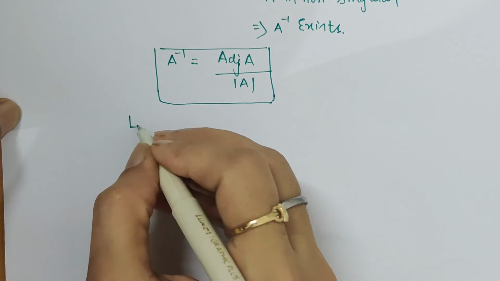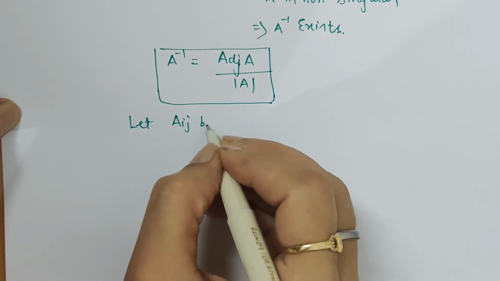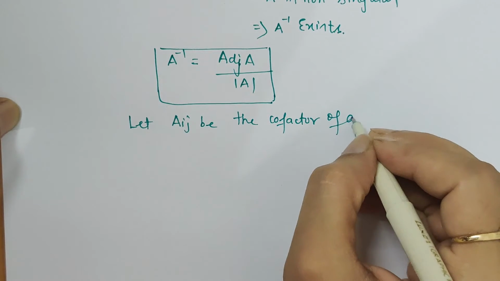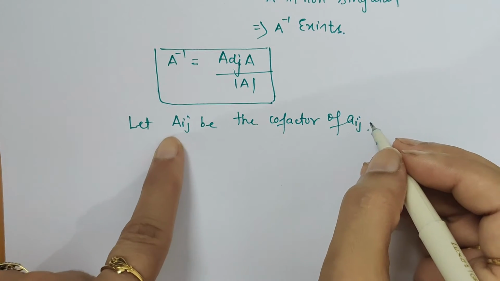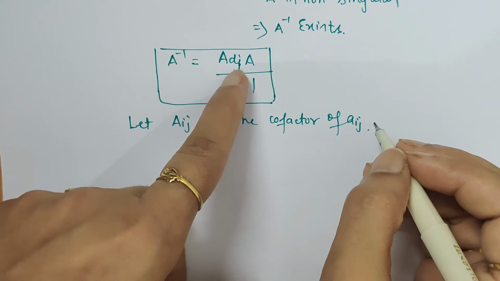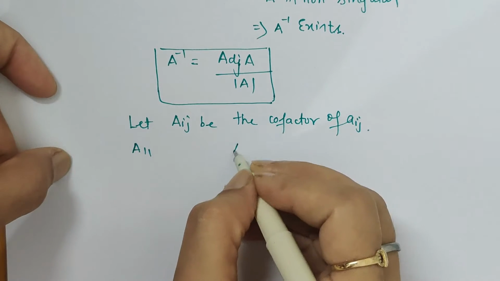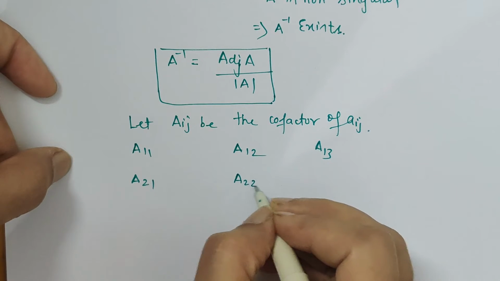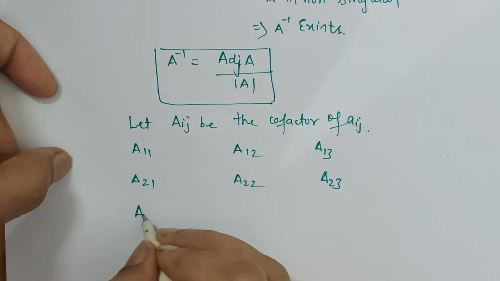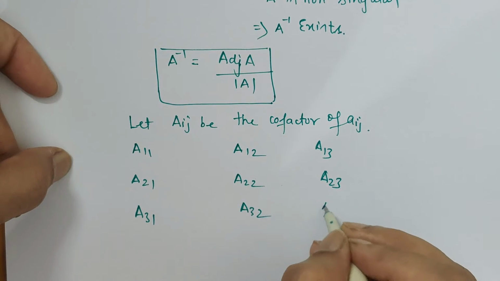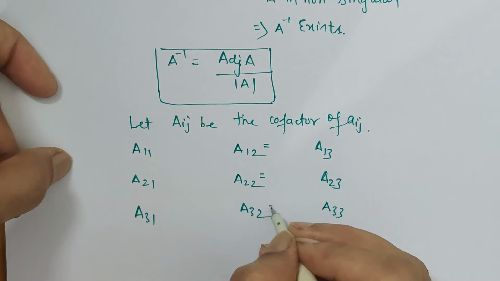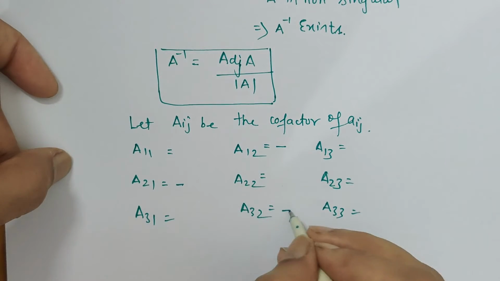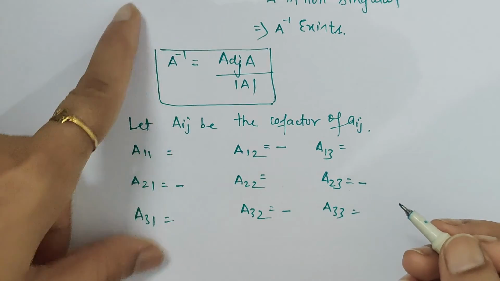First we will write: let capital Aij be the cofactor of small aij. We will be finding the cofactors, which will give us the adjoint of the given matrix. So write A11, A12, A13, A21, A22, A23, then A31, A32, A33. Now at the odd positions put a negative sign in advance, like this, like this, like this and like this. Now we will be finding the cofactors.